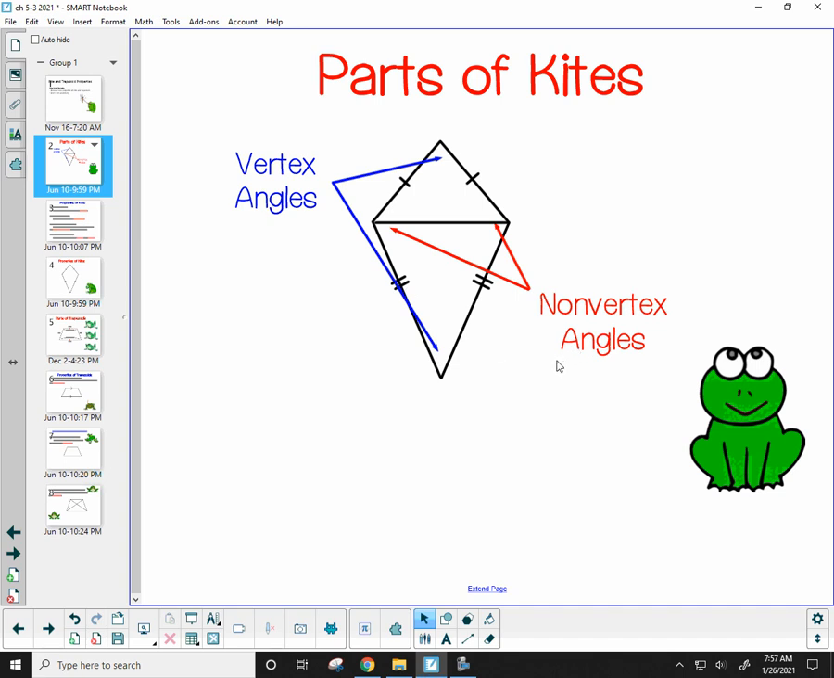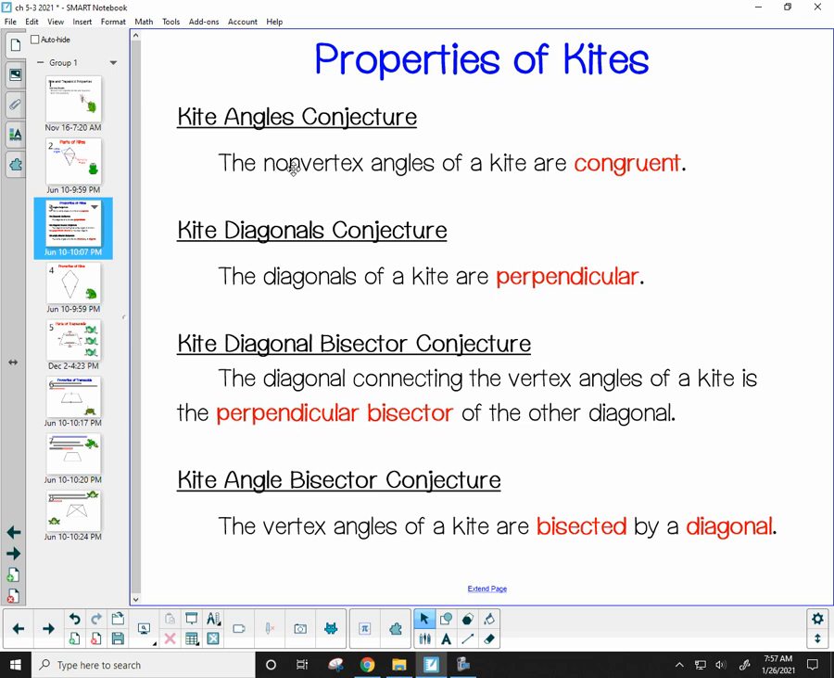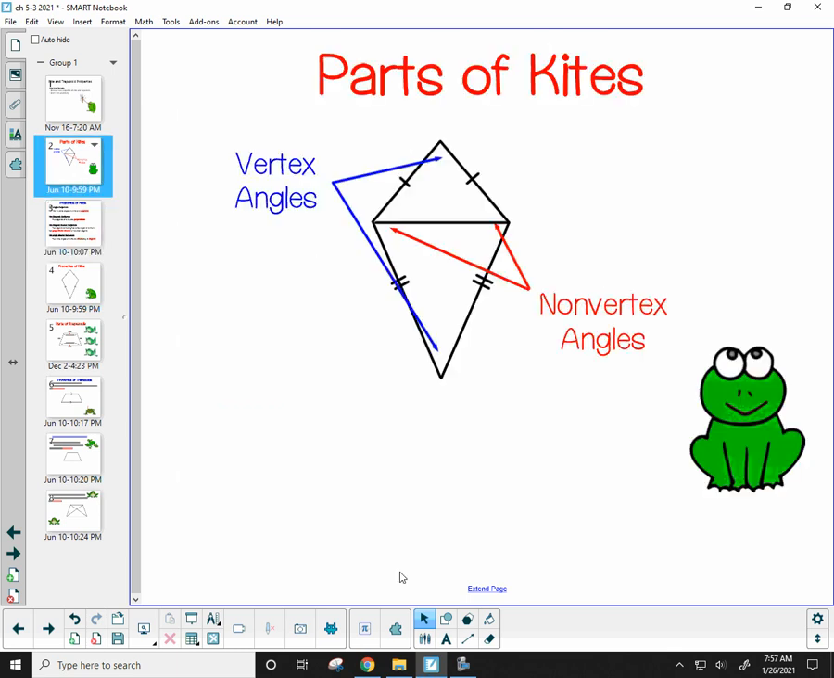All right, so we're going to look at properties, and I'm going to flip-flop back and forth between the properties and this figure here. The first one says the non-vertex angles of a kite are congruent. So we're talking about these two angles right here. These two angles are congruent, which really shouldn't be a surprise to us because the base angles of this isosceles triangle are congruent. The base angles of this isosceles triangle are congruent. So add two sets of congruent angles and they're still going to be congruent.